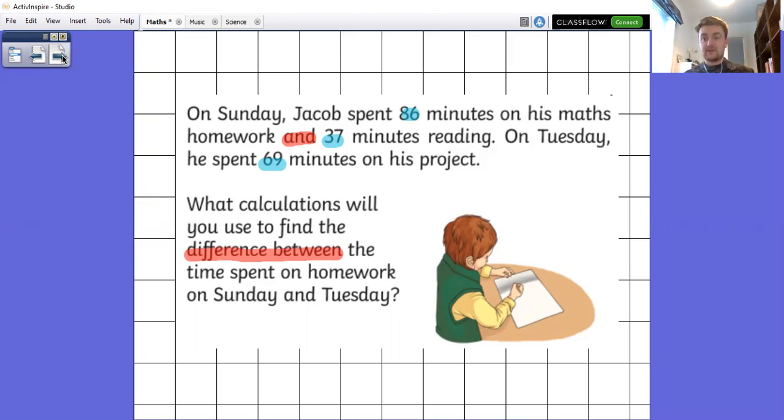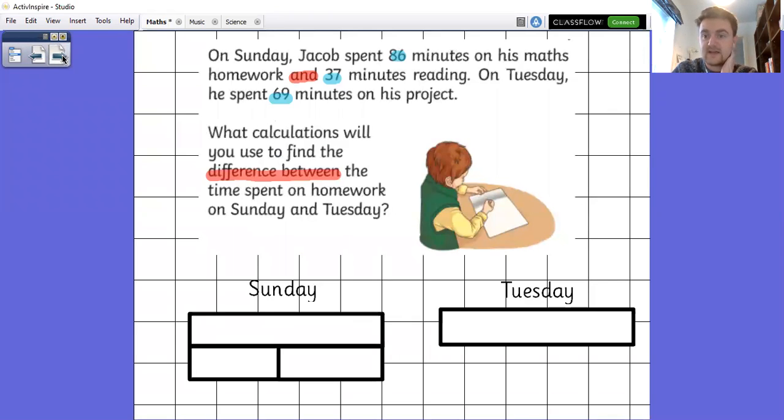So "and" tells me that I'm adding, because it's the 86 minutes on his maths and the 37 minutes of reading, so they go together. Tuesday is separate, so Tuesday has its own number, and then we're using subtraction to find out the difference between those two numbers when we get them. So I'm going to represent that as a bar model.